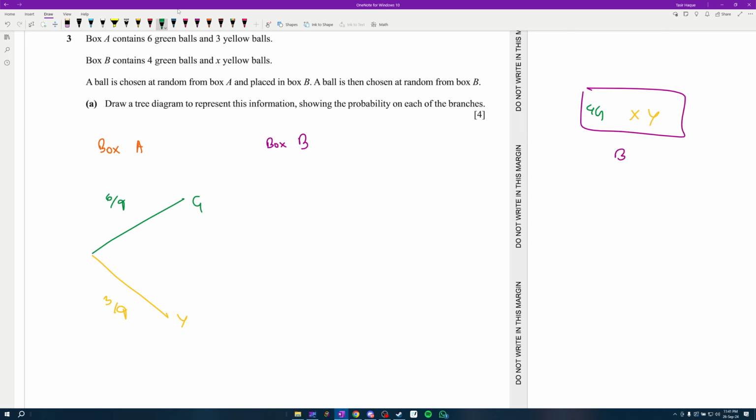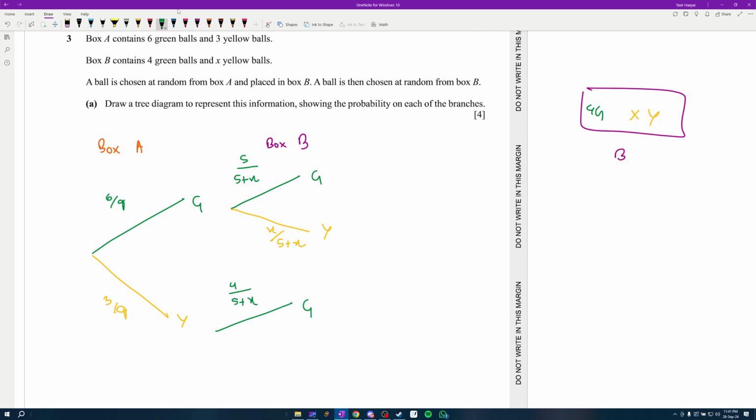to box B, how many do you have in total now? 5, right? So it's actually 5 divided by what's the total? 5 plus X. And what about yellow? You did not add a yellow ball, so it's still X divided by 5 plus X. Okay. And here, what about this? You still have 4 green balls, but it changed to X plus 1 now. So X plus 1 plus 4, which is still 5 plus X. The total will be 5 plus X.